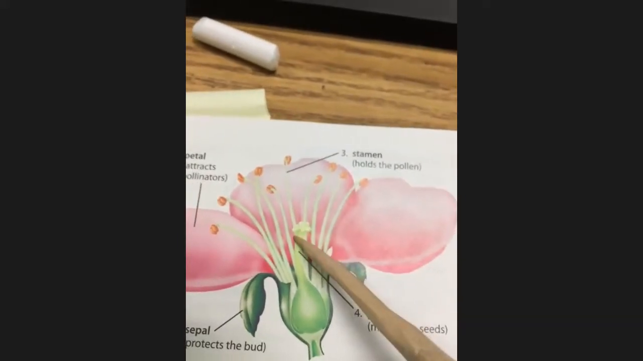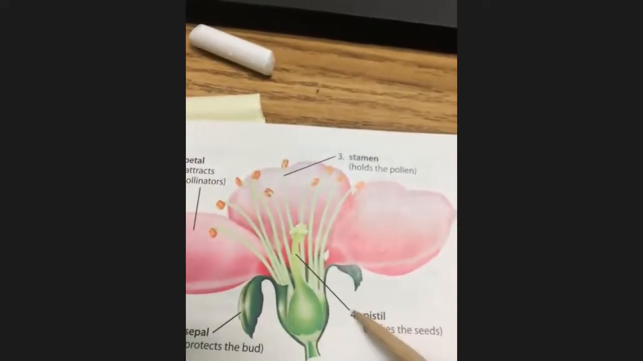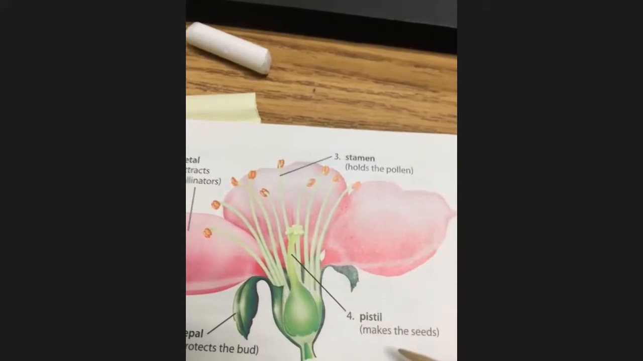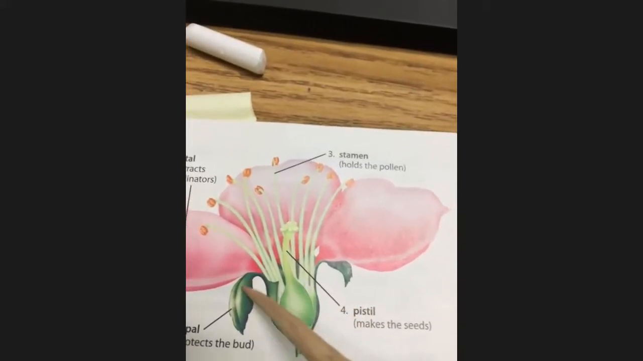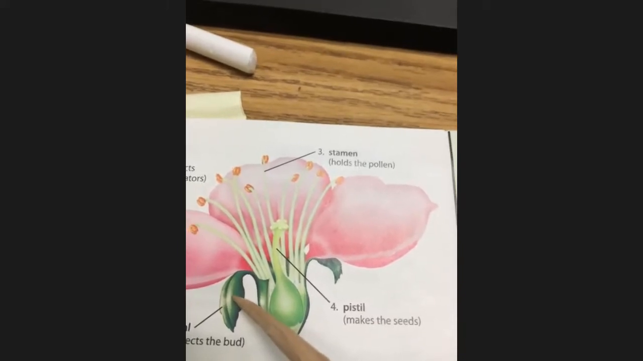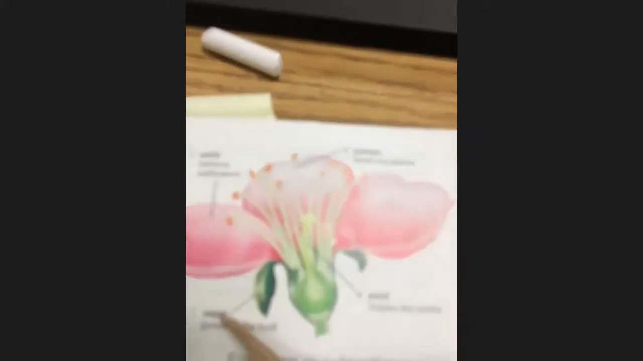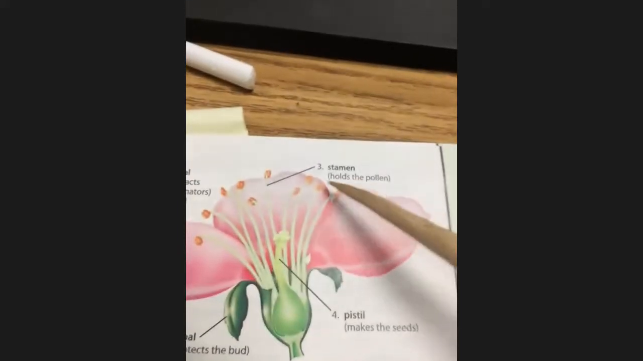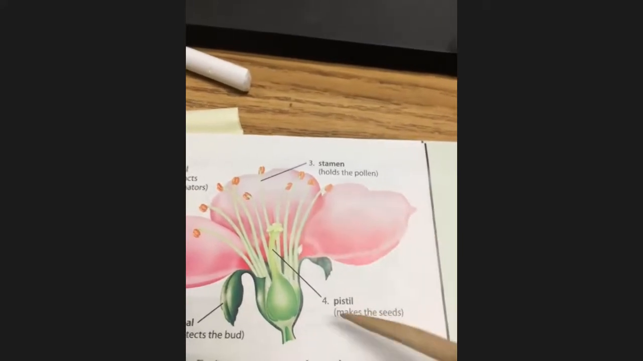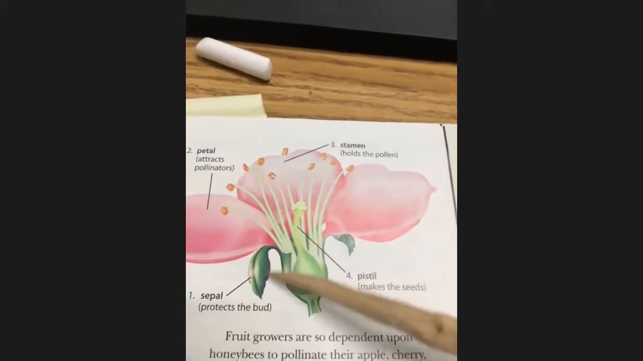How about this? Yes, that is the pistil. The pistil makes the seeds. And then this part here is called the sepal. And the sepal protects the bud. So petal attracts pollinators, stamen holds the pollen, pistil makes the seeds, and sepal protects the bud.